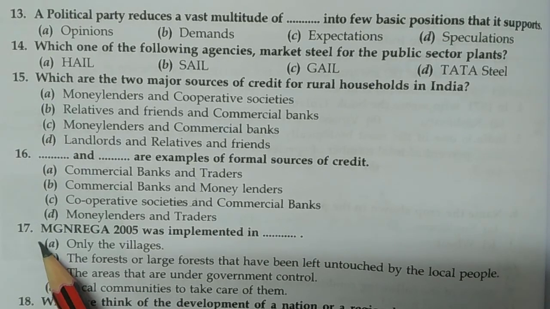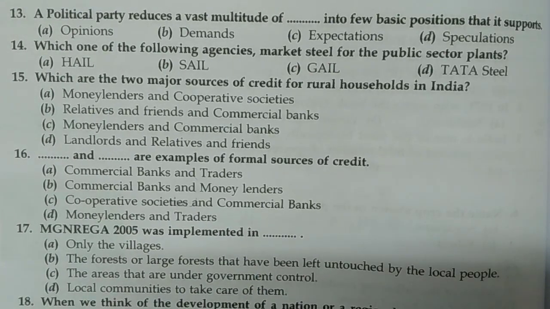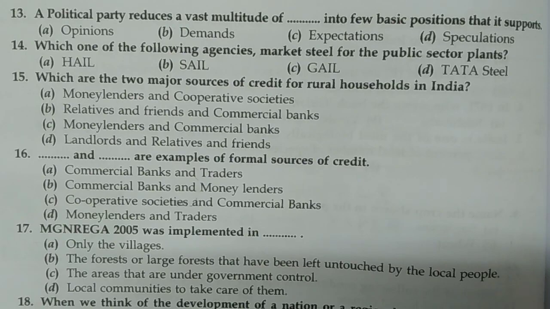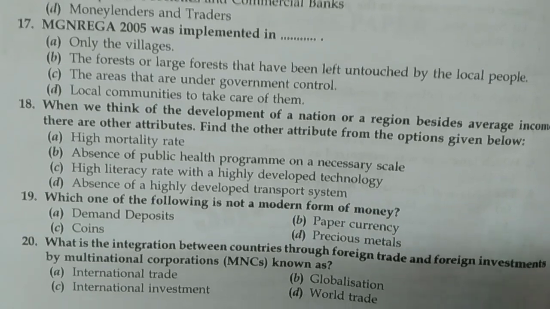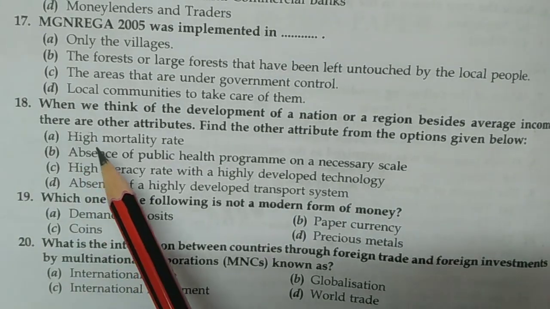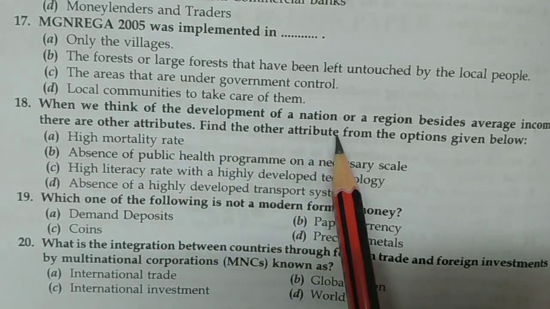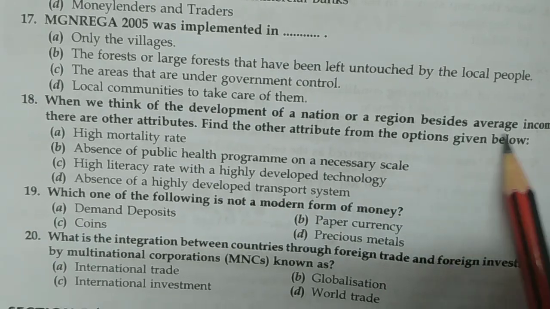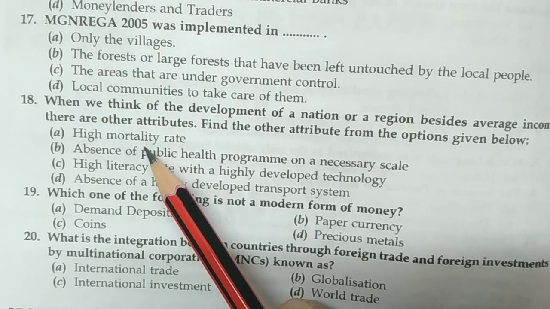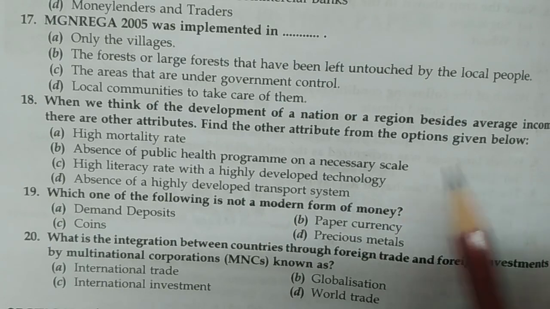Now question number 17. MGNREGA 2005 was implemented in... So you have these 4 options. You can find the correct answer and evaluate yourself. Now question number 18. When we think of the development of a nation or a region, besides average income, there are other attributes. Find the other attributes from the options given below. So we have these 4 options, and you can choose the correct option.